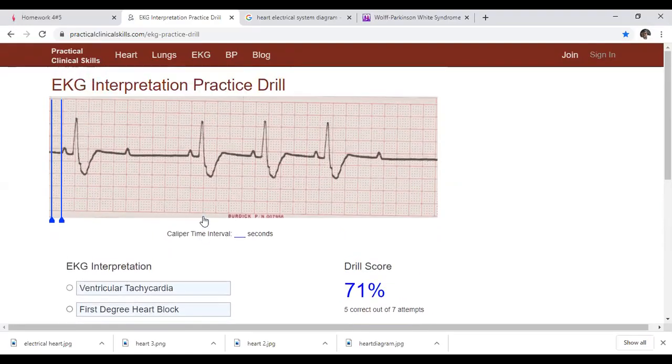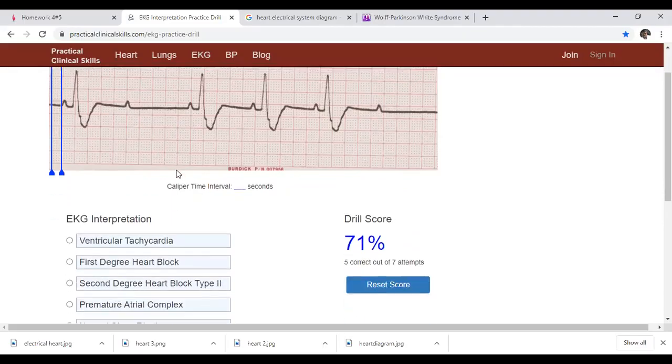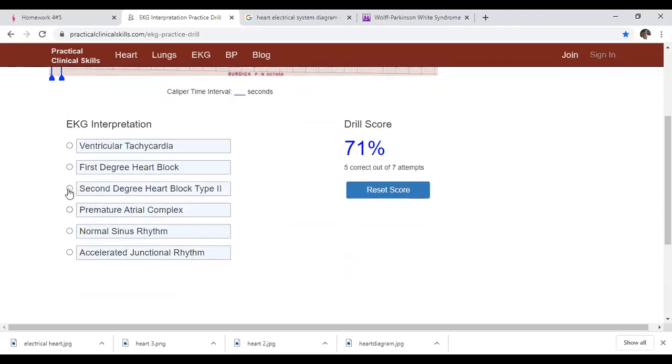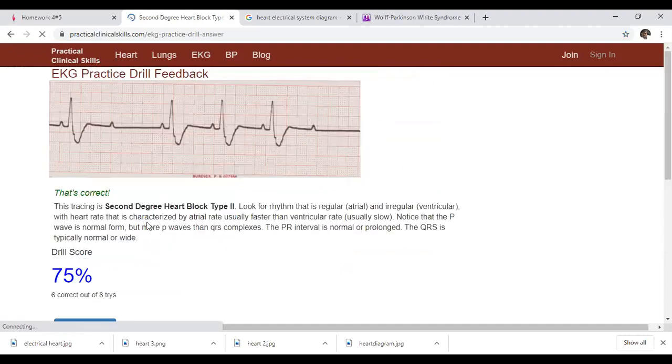Is it premature arterial cardiac? I'm not sure. This is one of those blocks, though. I'm thinking it's dropping the QRS, but I'm not sure. So I'm just going to say second degree type 2, and we'll see what it says. Yeah, that's a second degree type 2 because it's a beat drop, right?